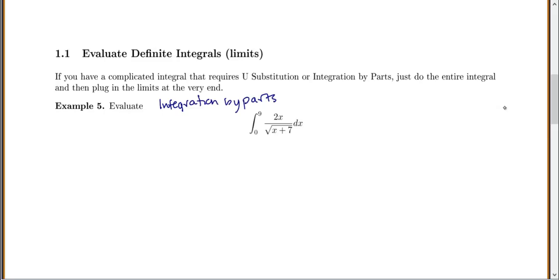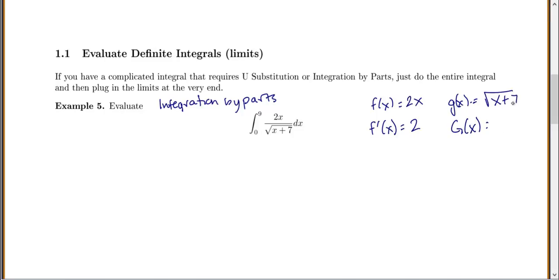So if it's integration by parts, we have to go through and pick out our f of x and our g of x. So f of x I would put as my 2x, because when I take the derivative of that, it's going to get simpler. And little g of x, I'm going to say square root of x plus 7. So now, from that you do f prime, or take the derivative, and I get 2. And then you integrate to get capital G of x.